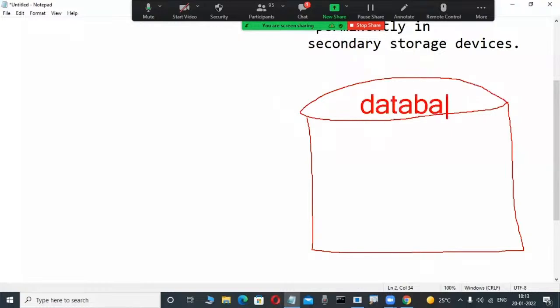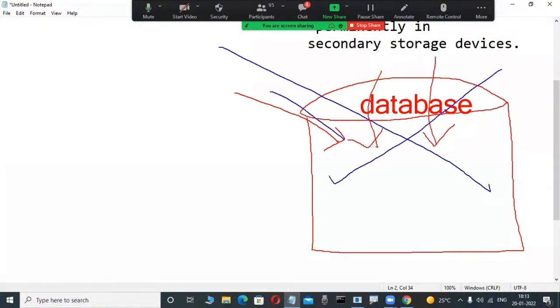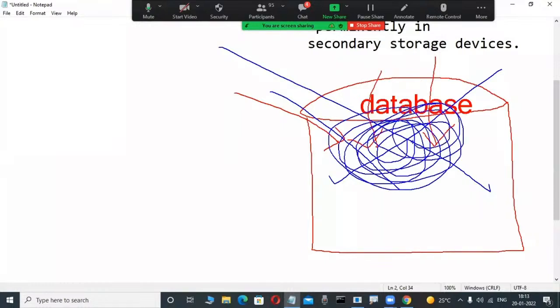Okay, database. Here, in this place, we are storing data. Suppose here we are storing any random collection of data, we are thinking. That is absolutely wrong. Actually, Oracle, SQL Server, DB2, Sybase, Informix, Ingres, Teradata, these types of databases do not store a random collection of data. These databases only store a structured collection of data.